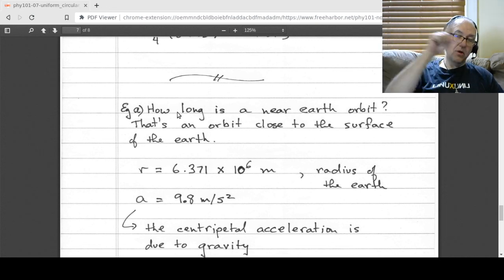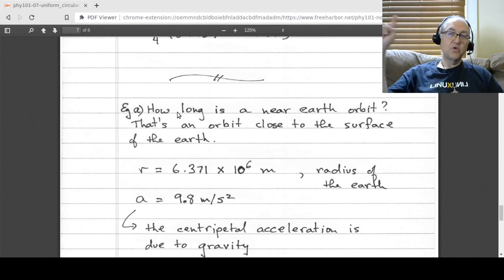You could start at New York City, say, and do a low Earth orbit, go around the Earth and come back in about 90 minutes. We'll see that as I solve the problem, because that's what I'm asking for. How long is a near Earth orbit?